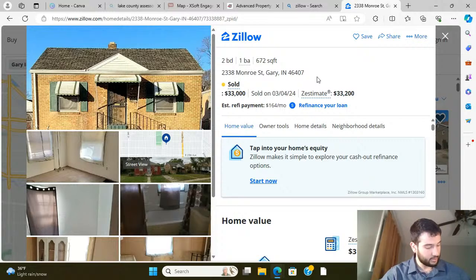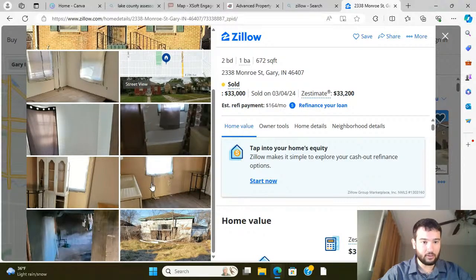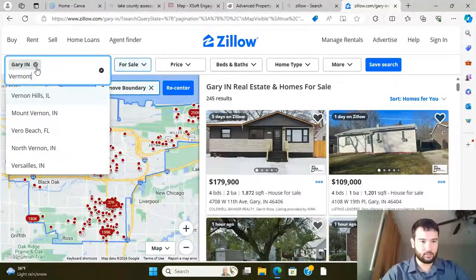This one sold for 33 back at the beginning of this year in March. Actually, beginning of this year. It's the last month. So sold for $33,000 last year. Let's look at the interior. Okay. Not bad. I mean, on the main floor, definitely needed some work. Definitely not ARV quality. What are we looking for? Take me back to Vermont Street.